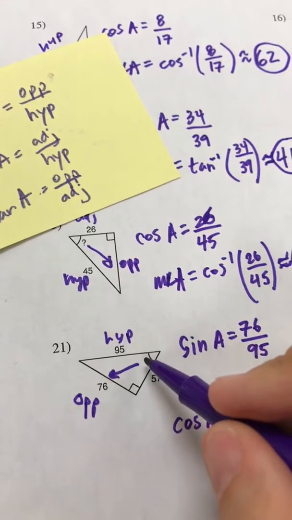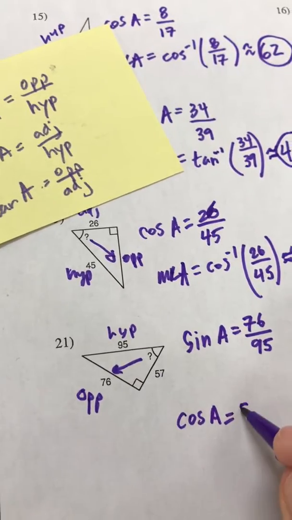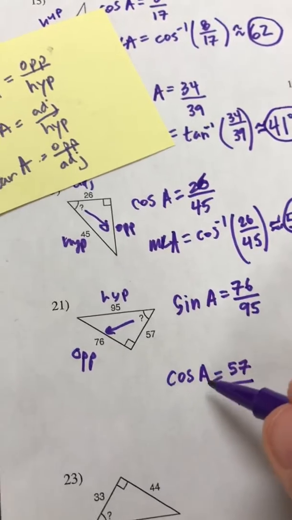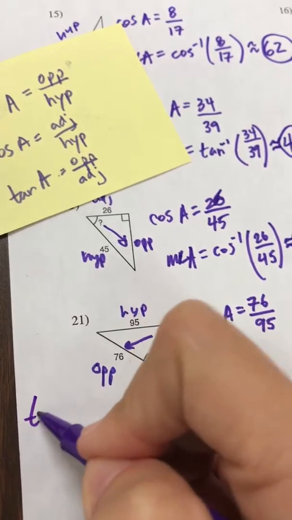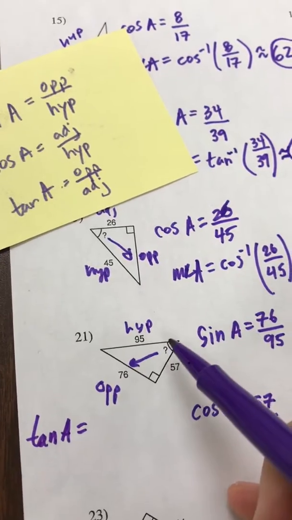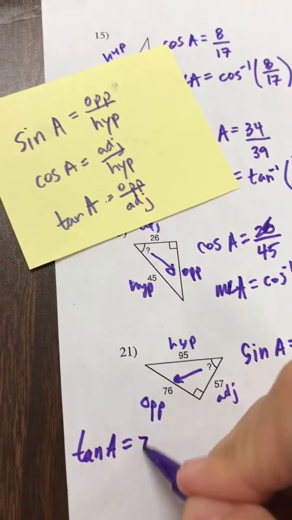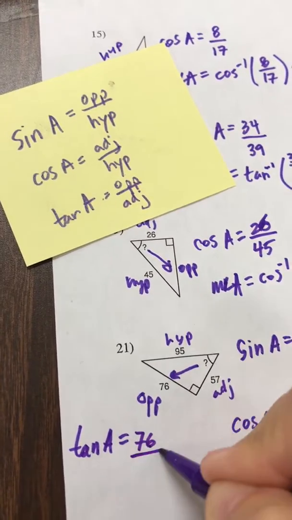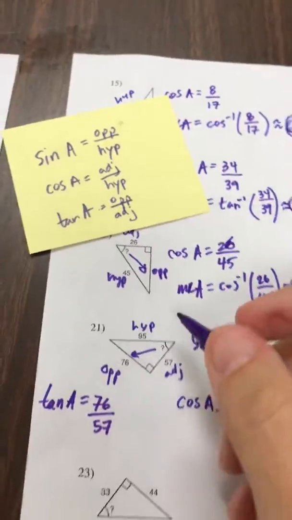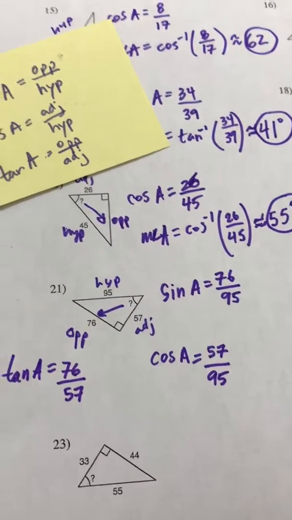The cosine of an angle is adjacent over hypotenuse. So if you picked cosine, you would have had to set it up 57/95. And last but not least, if you would have picked tangent, which you also could have done, you would have picked opposite over adjacent. So you would have set up 76/57. You don't have to set up all three, but all three would give you the right answer, and we're going to prove it. It's going to be exciting.